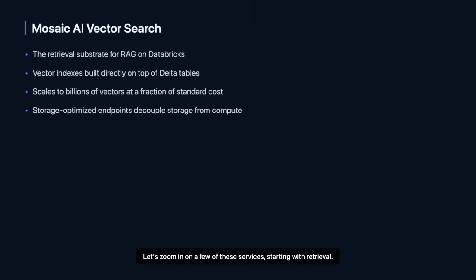Let's zoom in on a few of these services, starting with retrieval. Vector Search is the retrieval substrate for RAG on Databricks. The key idea is that vector indexes sit directly on top of Delta tables, so your embeddings stay synchronized with your governed enterprise data, no separate pipeline to keep in sync. This scales to billions of vectors at a fraction of the standard cost, which makes it the natural choice for large-scale enterprise retrieval. The way you get there is the storage-optimized endpoint tier, which decouples storage from compute so you don't need every vector hot in memory at all times.